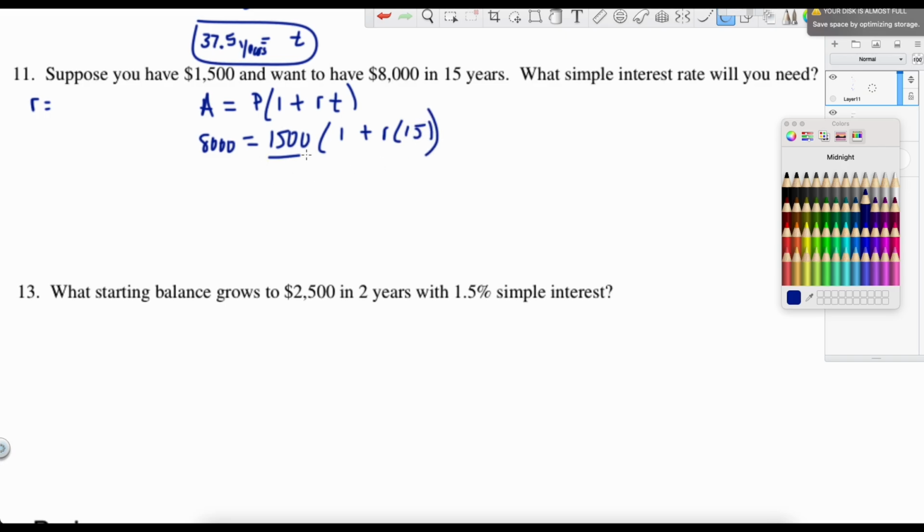Let's divide both sides by 1,500. 8,000 divided by 1,500 is 5.3 repeating. And on the right, 1 plus 15R. I'm going to write it like that. So we're going to subtract 1. So I got 4.3 repeating now.